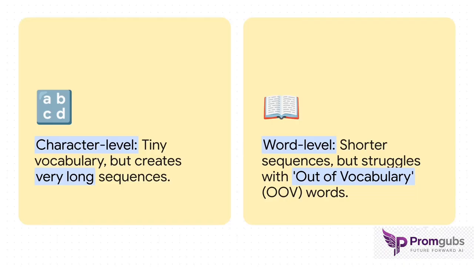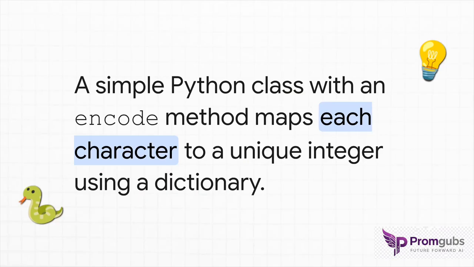Now, this slide shows a really crucial trade-off. If we tokenize by character, our vocabulary is tiny, which is great, but it creates these super long sequences of numbers for the model to process. On the other hand, word-level tokenization gives us shorter sequences, but what happens when it sees a word it's never seen before? That's why modern models use a clever hybrid approach called subword tokenization. It breaks down unknown words like explainer into smaller known pieces like explain and er. You kind of get the best of both worlds.